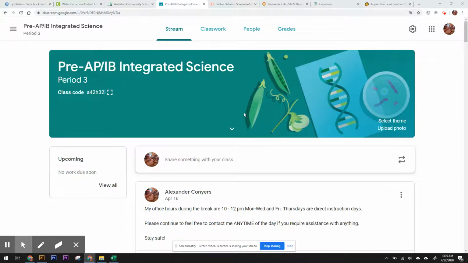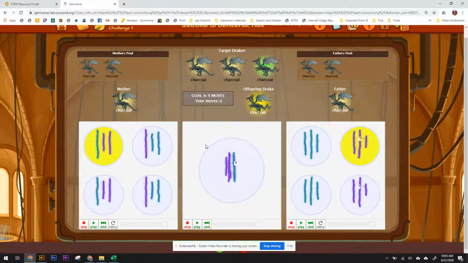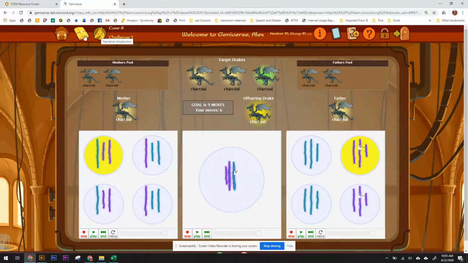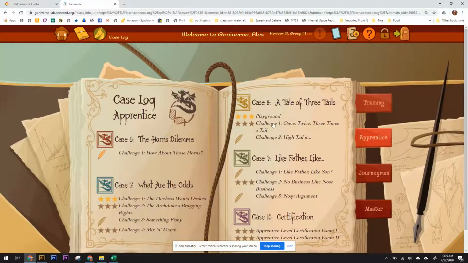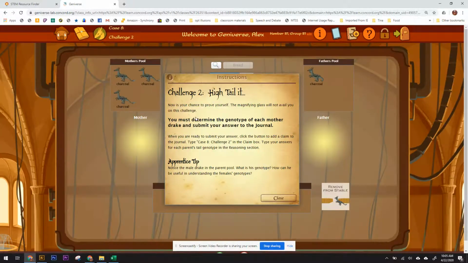We're going to go ahead and go over case, what is it? Case 8, challenge 2. Let's go ahead and jump into the Geniverse. So we're picking up where we left off here. You should have completed challenge 1 of case 8 by matching the remaining 2 drakes. So we are ready for challenge 2. Looks like we must determine the genotype of each mother drake and then submit our answer to the journal.